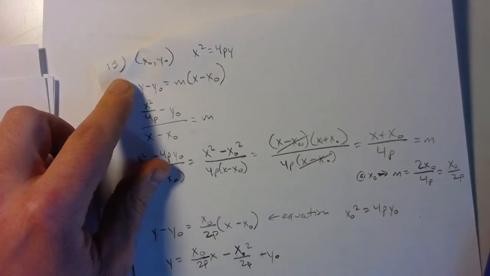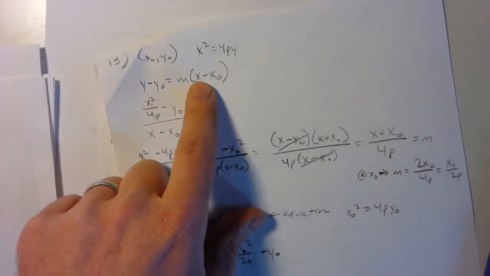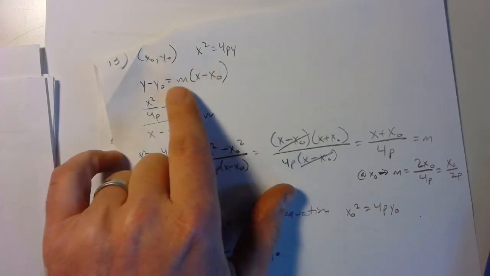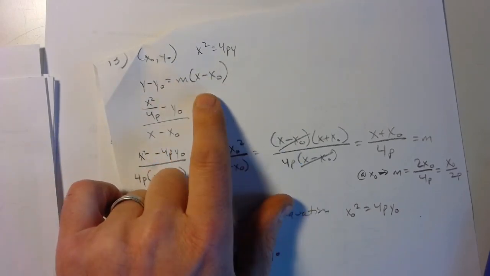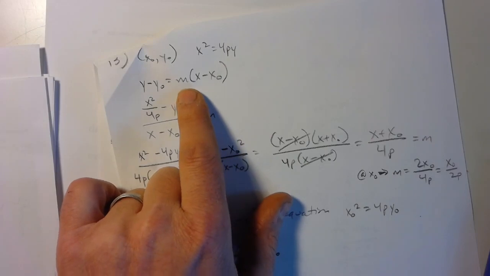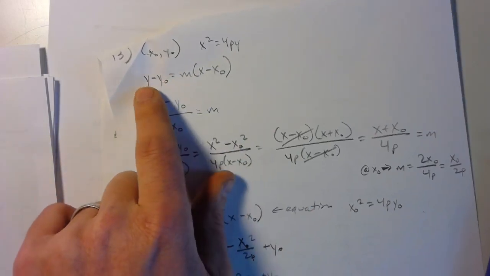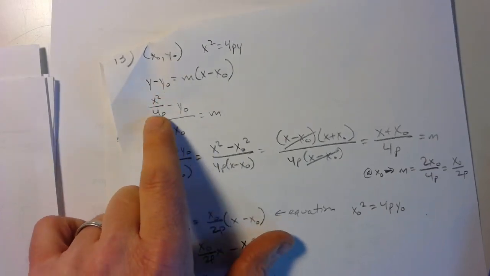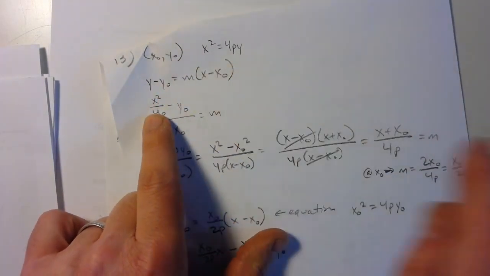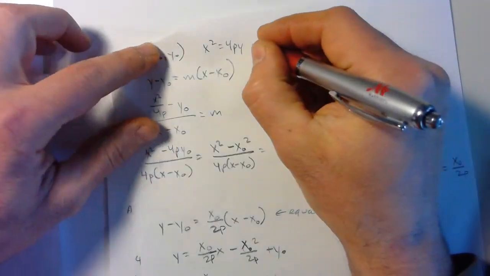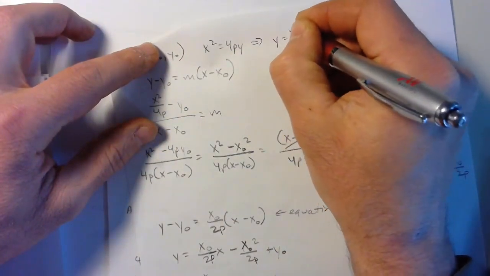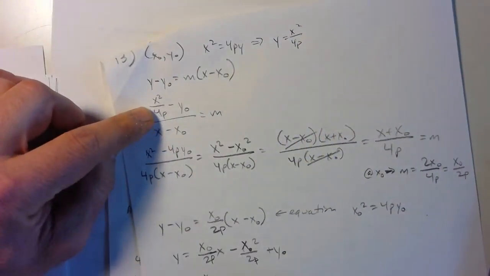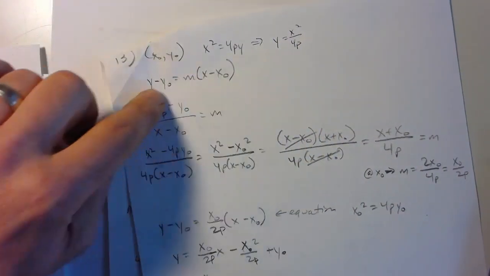Okay, and so here's what I did to start. Here's my tangent line. Plugging in the point, there's the point, and here's the slope I need to find. So I solve for the slope, and I have y minus y sub 0 over x minus x sub 0. Now you notice I didn't put y in there, because remember y is equivalent to x squared over 4p, so I replace the y with x squared over 4p. Okay, so we have this equation right here.